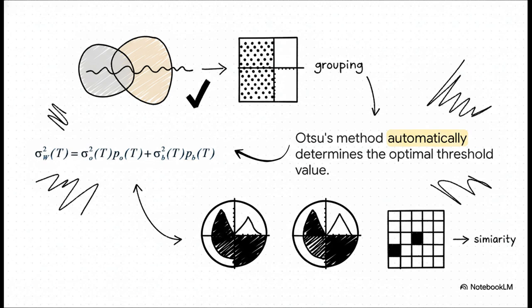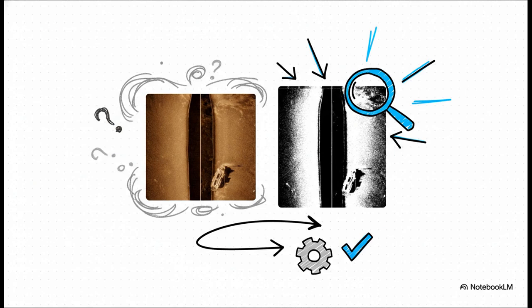Its whole goal is to create two groups of pixels, a black group and a white group, where the pixels inside each group are as similar to each other as possible. It mathematically finds the most natural split. It's incredible. And the results, they can be absolutely stunning.